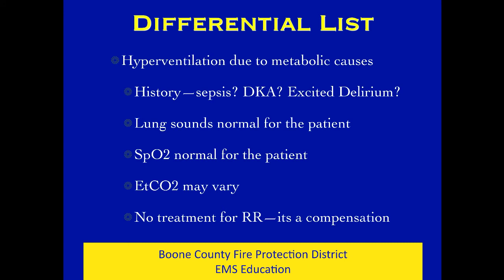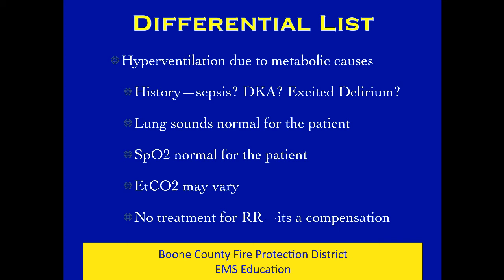On the other hand, hyperventilation due to metabolic causes can be a big deal. Maybe the patient's septic. Maybe they're in diabetic ketoacidosis. Maybe they're experiencing excited delirium or agitated delirium. These patients have a metabolic problem, and they are compensating for it with a respiratory alkalosis. They are breathing rapidly and deeply, so it's not just tachypnea. It's hyperventilation. It's rapid and deep breathing, which helps them create a respiratory alkalosis to balance out their metabolic acidosis.